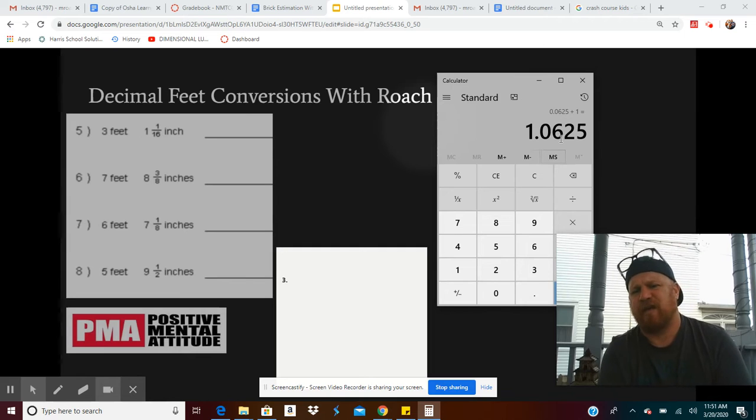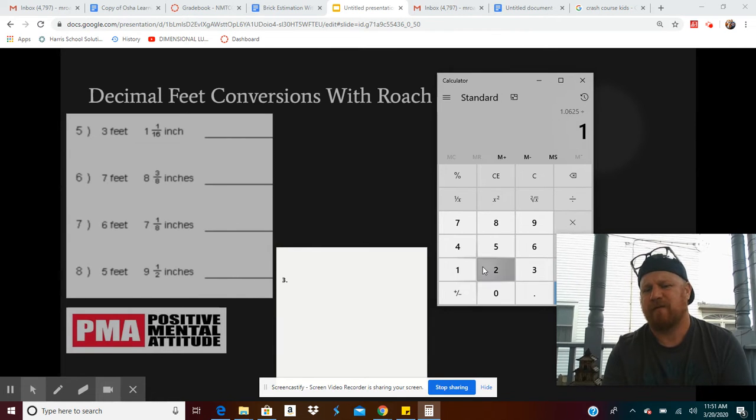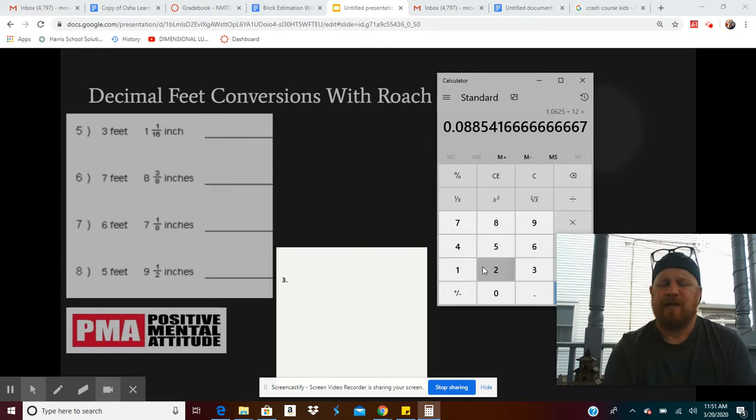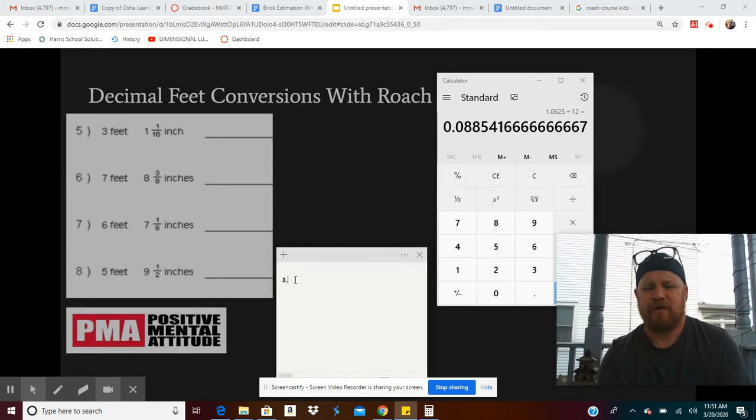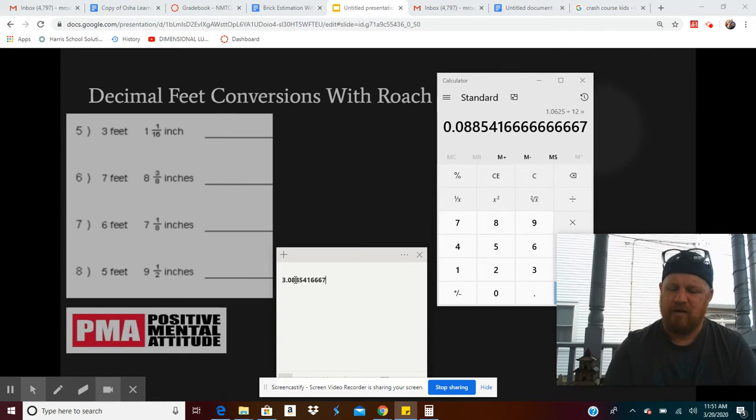Now we're looking for decimal feet. Right now, this number is in decimal inches. So we're simply going to take this number and divide it by 12. There's 12 inches in a foot. We're going to hit enter. That's our new number, so it becomes 3.088541666, and we'll just put a 7 on here. And then we're going to put our apostrophe, not our inches, our apostrophe after that.